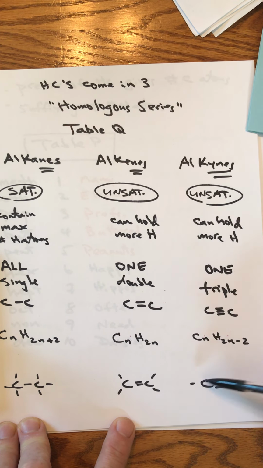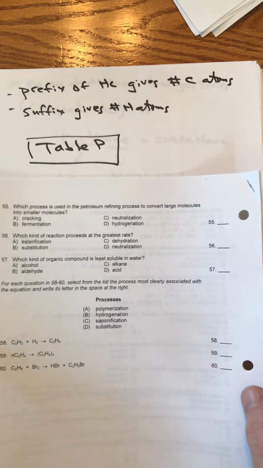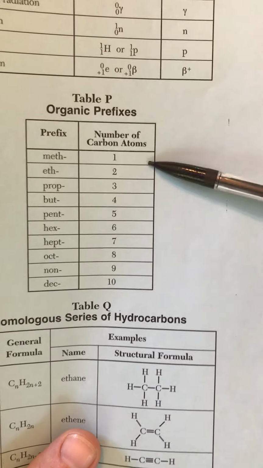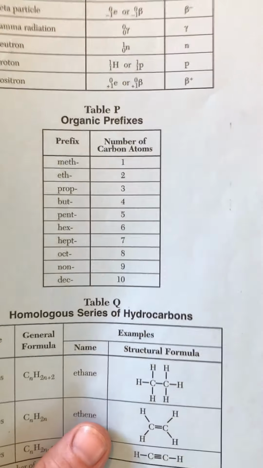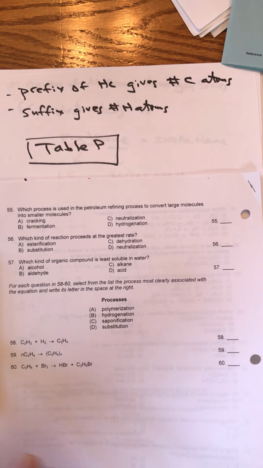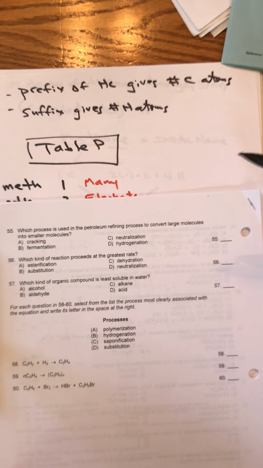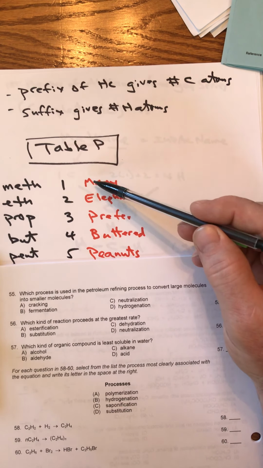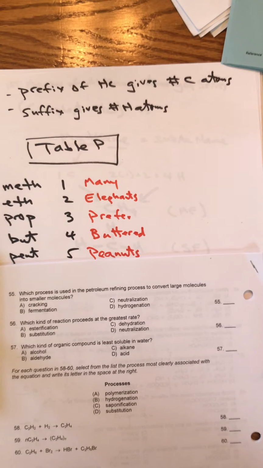So in naming a hydrocarbon, the prefix gives you the number of carbons, and the suffix gives you the number of hydrogens based on the bonding. So if you take a look at table P, you've got 1 through 10 here. Now, you're going to end up memorizing that just because it's language. If you need to refer back to it, you can, but it's not that much. Here's a mnemonic device to help you remember. Many elephants prefer buttered peanuts. Meth, eth, prop, but, pent.